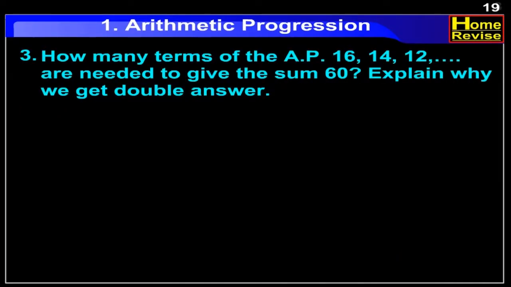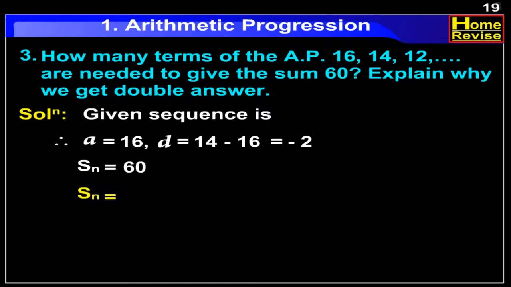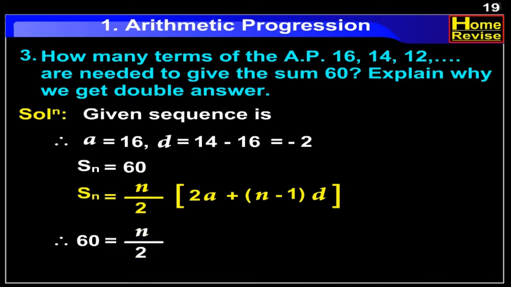How many terms of the arithmetic progression 16, 14, 12 and so on are needed to give the sum 60? Explain why we get a double answer. Solution. The given sequence is an AP, therefore we have A equal to 16, D equal to 14 minus 16, which is equal to minus 2. And as per the given information, Sn is equal to 60. Now using the formula, Sn is equal to n upon 2 into 2a plus n minus 1 into d. Substituting the values, we have 60 is equal to n upon 2 into 2 into 16 plus n minus 1 into minus 2.